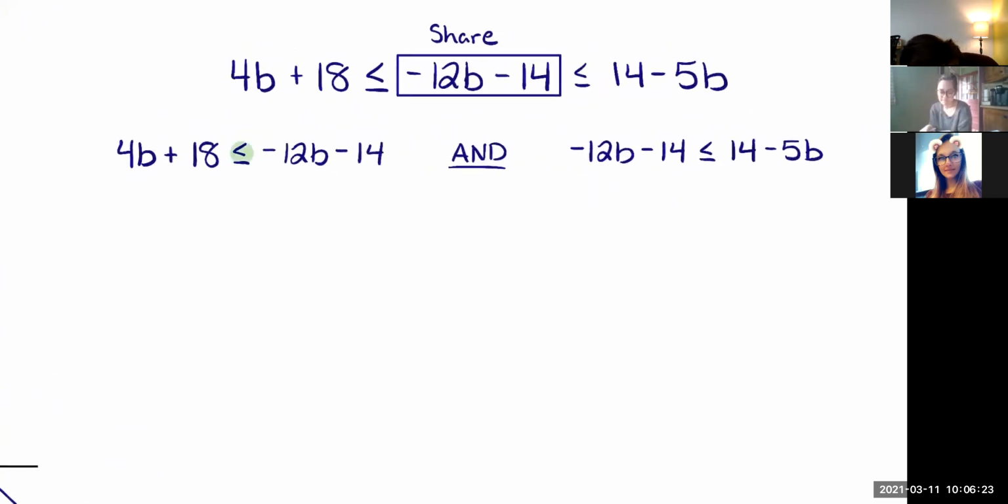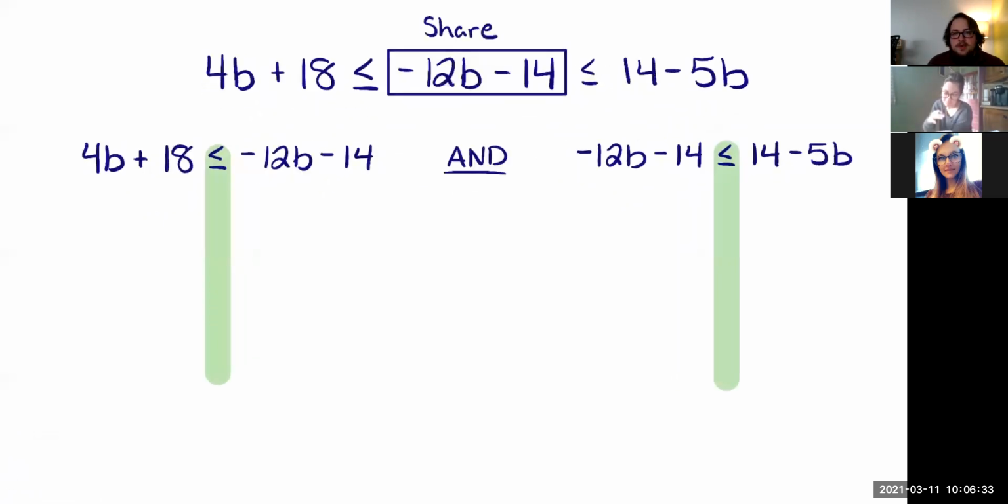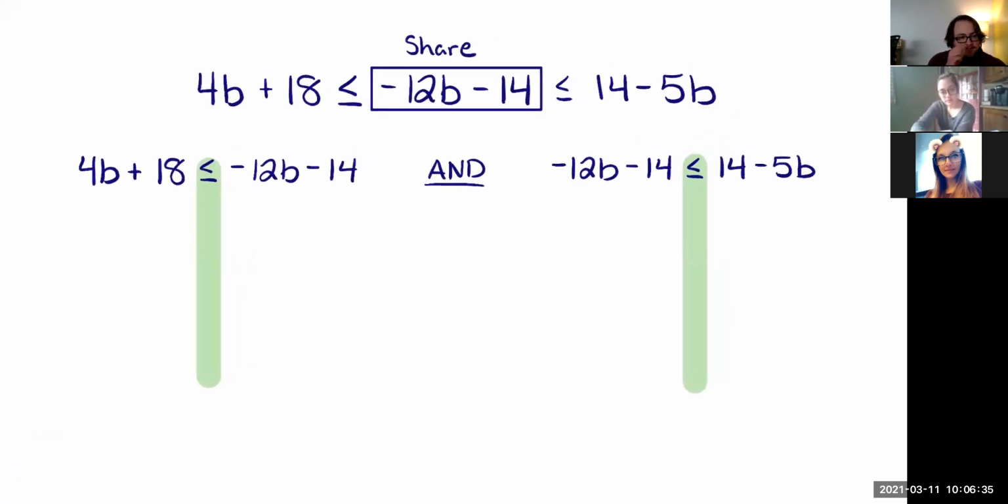I'll put my little guidelines in here. Guess how much space I'll need. And then we're going to work through these one at a time to solve. So I'm going to start on the left one, running through the same steps as if we're solving a linear equation. Do we have any parentheses? No. No parentheses. Any like terms?